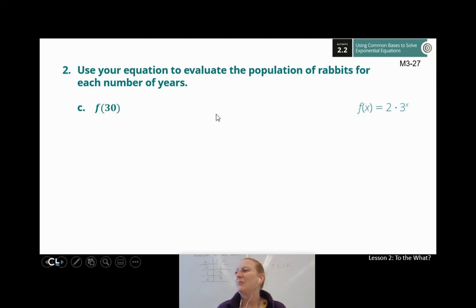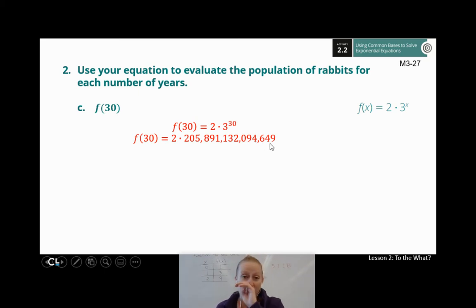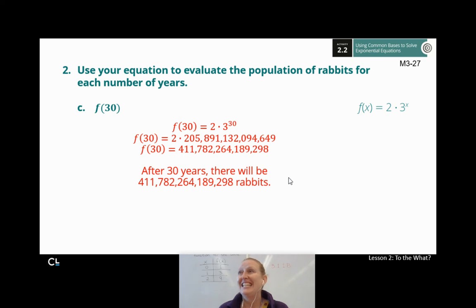So 30 years means I'm going to go 2 times 3 to the 30th power. I found actually using the calculator on my phone worked better for this one because the calculator on my little screen wasn't quite long enough. So I used the calculator on my phone to do 3 to the 30th power. I had a longer screen. And so I got, oh my gosh, 205,891,132,094,649. Multiply it by 2. And I have 411,782,264,189,298 rabbits after 30 years. That's a lot of rabbits.